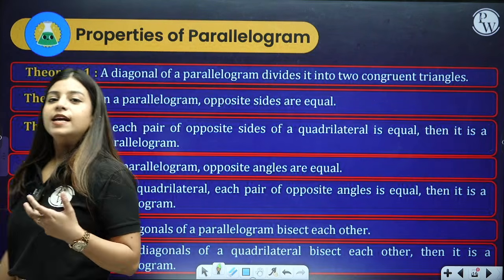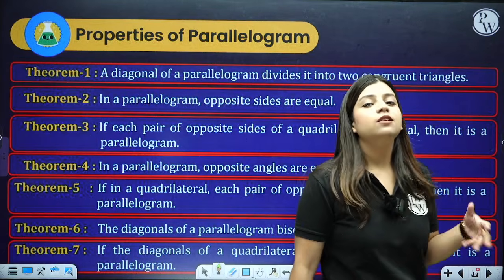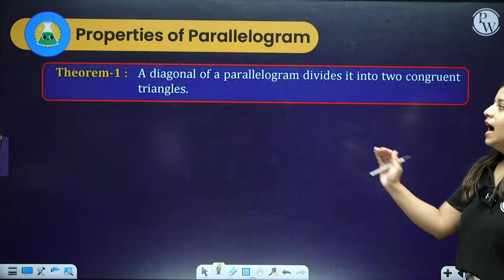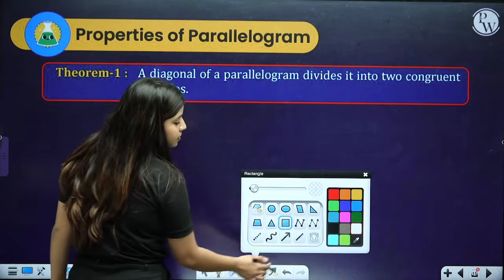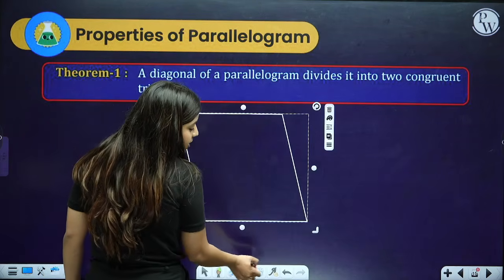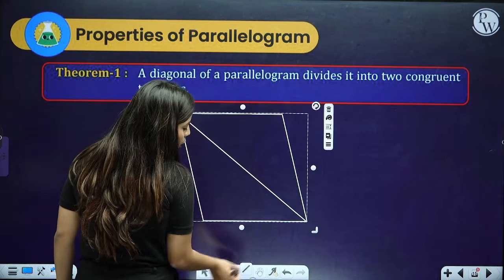Now, the next thing that is important in this chapter are the theorems. Now, let's learn about each and every theorem one by one. Theorem 1 says a diagonal of a parallelogram divides it into 2 congruent triangles. Now, what does this mean? It means that if we have a parallelogram and in this parallelogram, I draw a diagonal, that means from one end to the other opposite end.